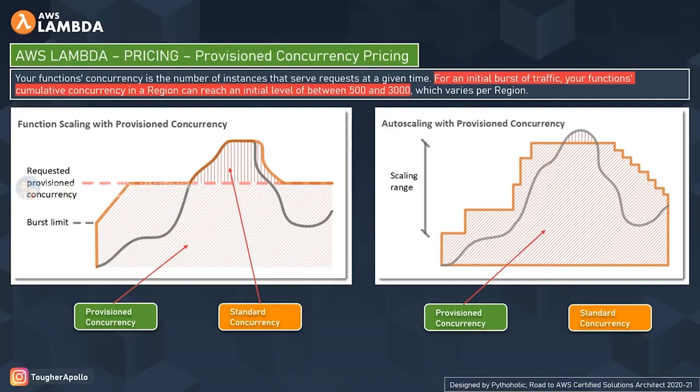So if you see in the example here as well, there is a range of minimum and maximum provisioned concurrency, and when the number of requests increases, auto scaling increases the provisioned concurrency in larger steps until it reaches the configured maximum concurrency. And when the requests decrease, it lowers the concurrency in smaller steps.